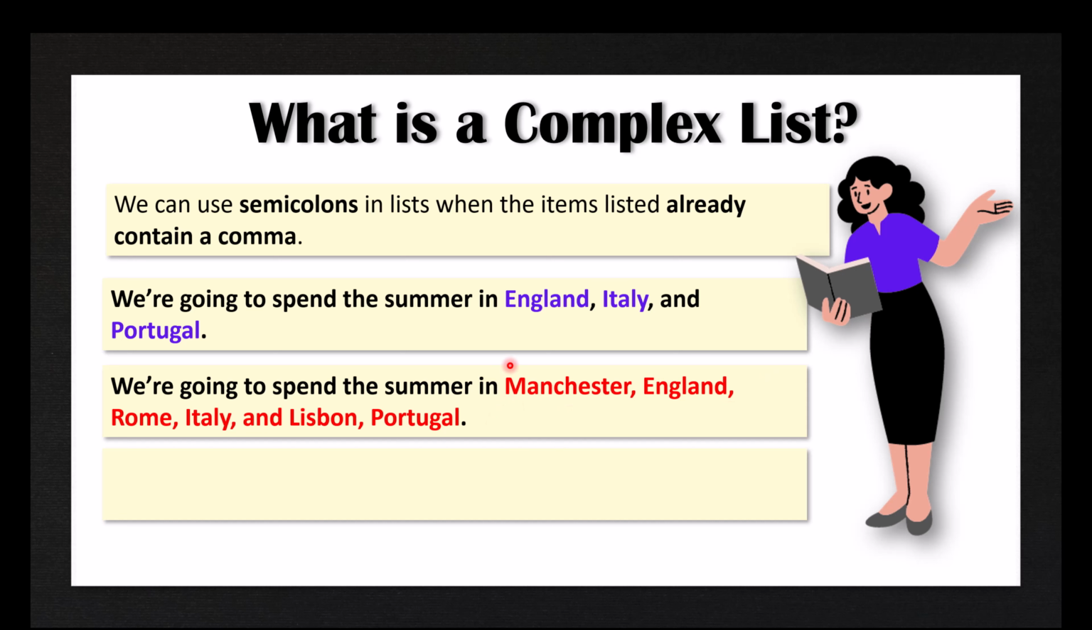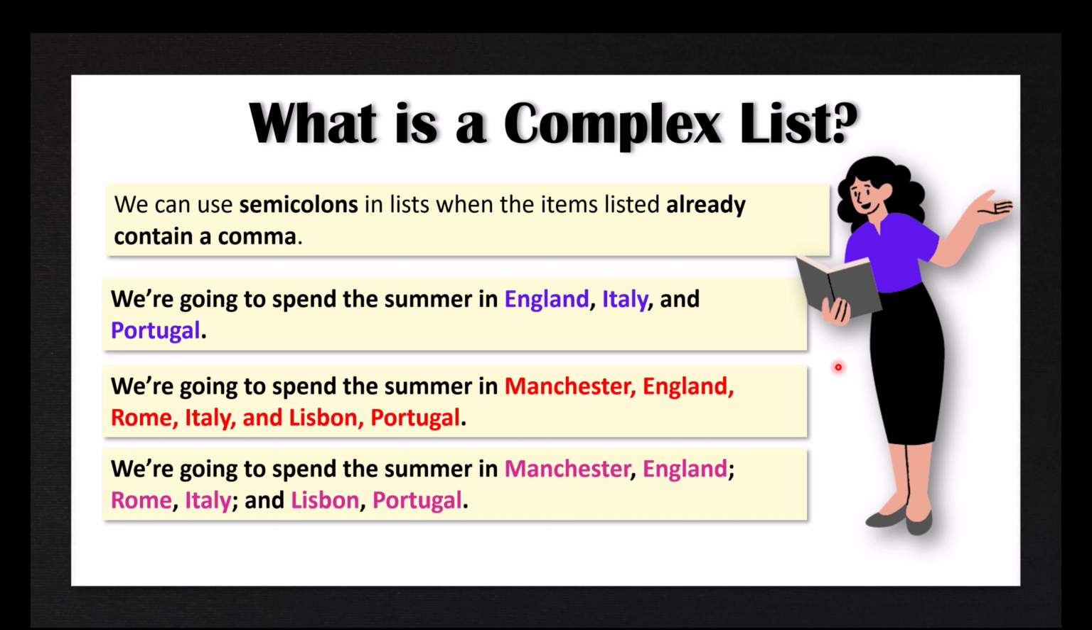So because this item, if we separate it alone, already contains a comma, we need to use semicolons in this list instead of commas. So we're going to write this. We're going to spend the summer in Manchester, England; Rome, Italy; and Lisbon, Portugal. And now that we've added the semicolons, it's very clear we're talking about 3 places and not 6 places. It's easier on the eyes, it's easier to understand and to read.